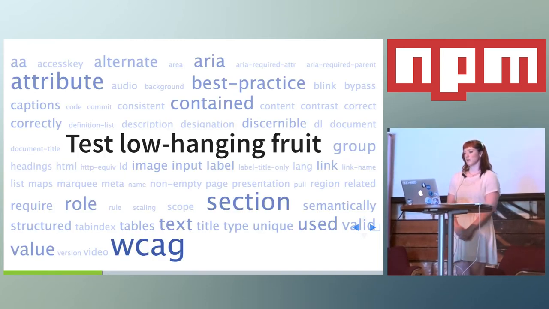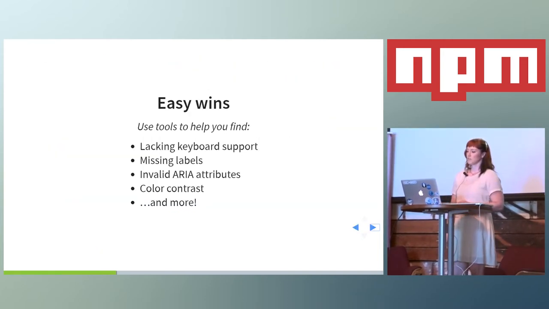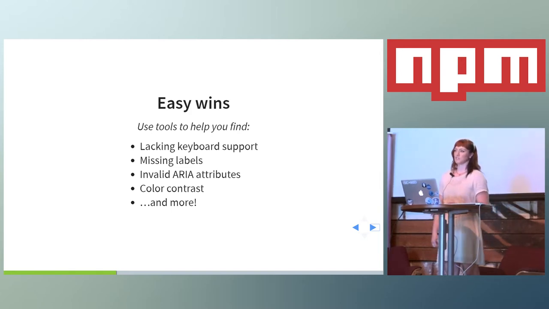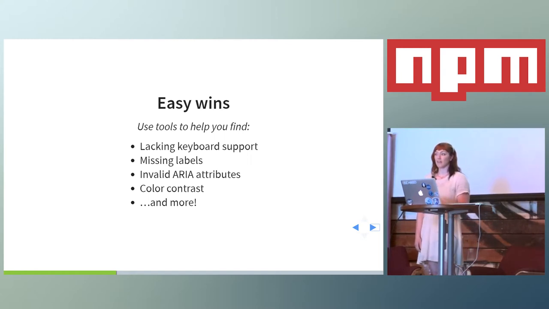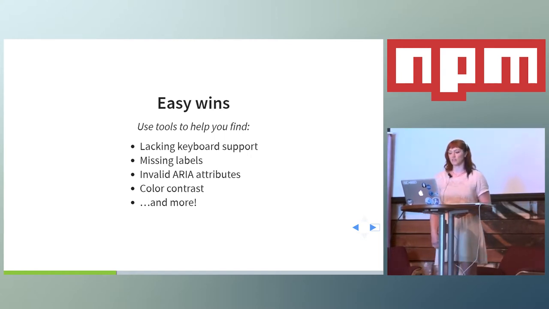So, testing some low-hanging fruit. There's a lot of easy wins that you can do for accessibility, and the first thing you could do is use your keyboard. I know this is a talk about automated testing, but that's my number one testing tool, the keyboard. And you can automate that, and I'll show you how to do that a little bit.